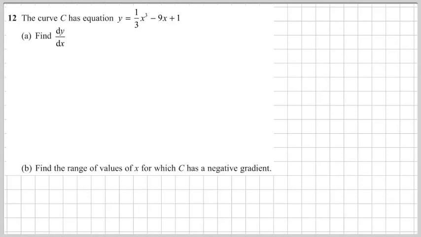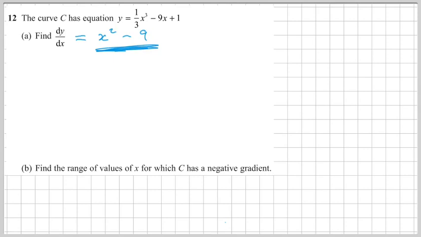Okay, here we have a differentiation problem. Find dy/dx. Just differentiate the normal way to begin with part A. So we've got 3 times a third, which is 1. Drop the power by 1 to get x squared. And the minus 9x becomes minus 9. And the 1 disappears. And that's it.